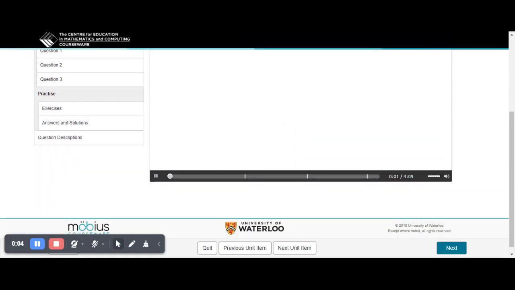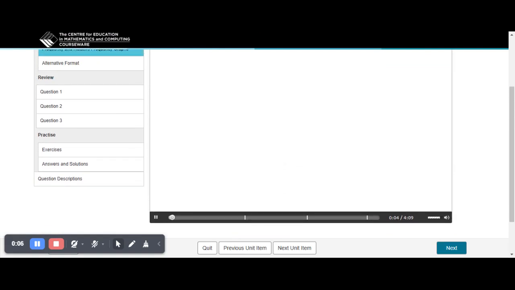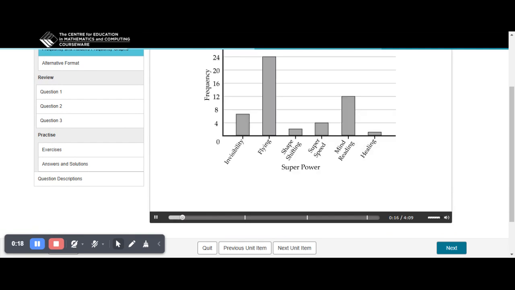A data table contains all of the information from a survey. However, the information can often be better represented in a graph. A graph is a visual representation of data. Here is a bar graph of the frequencies of the superpower responses. The superpowers are categorical data, so a bar graph works nicely here.